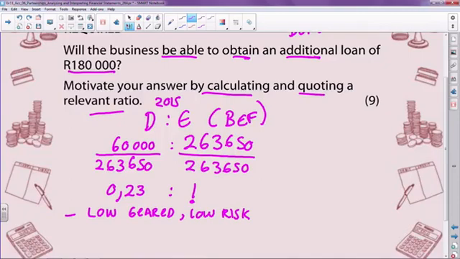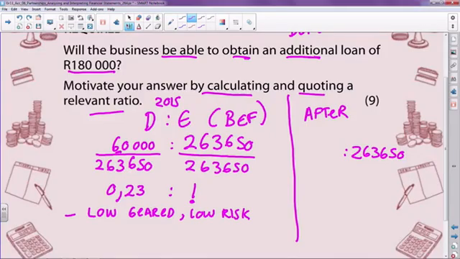However, they do want to borrow additional capital. So let's now look at what's going to happen to this ratio if the business does borrow additional capital. Does the situation remain the same? So on the side, I'm looking at what happens to your debt equity ratio after taking out the additional loan. Now remember, guys, your equity will stay the same, 263,650, that will not change. However, your debt from 60,000 will now increase because you're obviously borrowing capital.